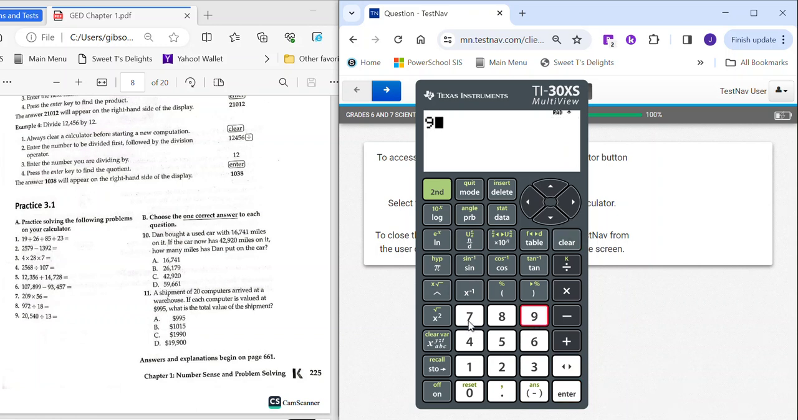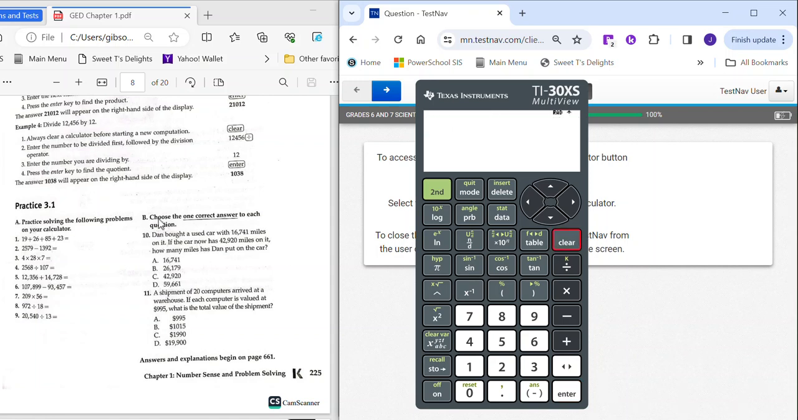Now we have 972 divided by 18. And we will have 54. And then number 9, we had 20,540 divided by 13. Press enter. We got 1,580.